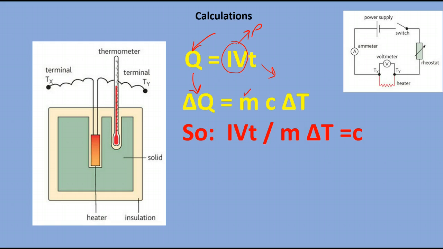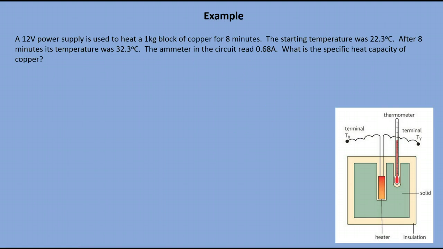I know what the mass is because I measured it beforehand. I know what the change in temperature is because I measured the initial and the final temperatures. So I can rearrange that equation to get Q, or IVT, over the mass times the change in temperature, which gives us the specific heat capacity.